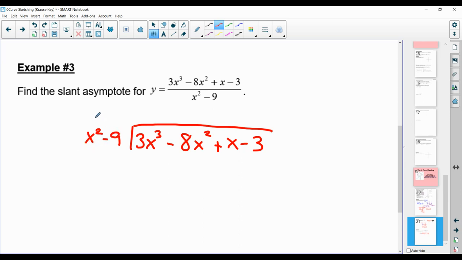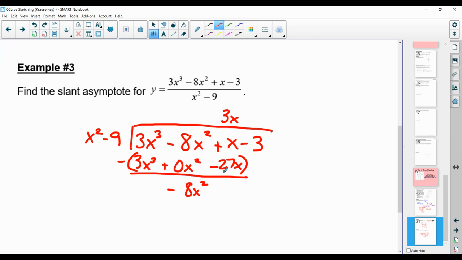So we ask ourselves, what do we need to multiply by the x squared to get to a 3x cubed? And we need to multiply by 3x. So 3x times x squared is 3x cubed. 3x times a negative 9 is negative 27x. And this is a 0x squared. Sometimes you'll see people leave that space blank. I find it's helpful to fill that in. So 3 minus 3 is 0. Negative 8 minus 0 is negative 8x squared. 1 minus negative 27 is a positive 28x. And we bring down the negative 3.